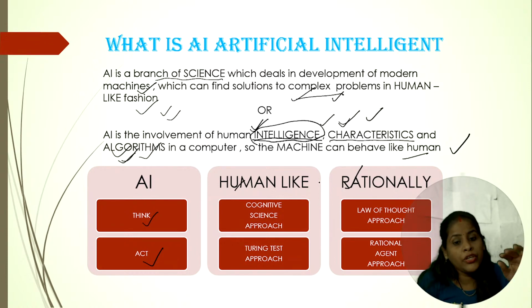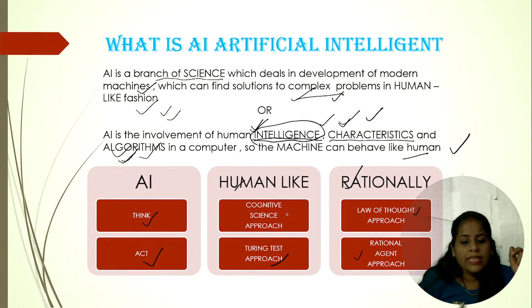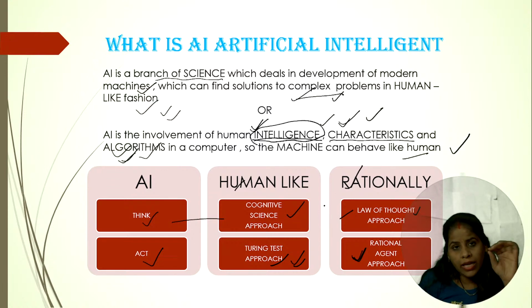Rational. Okay, human like. Think, act, cognitive science approach, law of thought approach, Turing test approach, rational agent approach. These are the approaches of AI. Okay, sir? These are the approaches of AI. But we have to study two approaches in our NET syllabus: Turing test approach and rational agent approach. Okay? Cognitive science approach is about thinking, think human like and think rationally, law of thought approaches. This is only for name, but in our syllabus these 2 points are important.